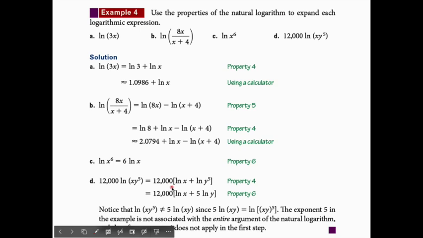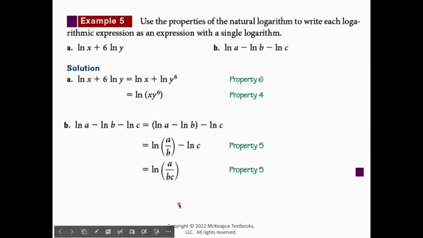Okay, now that we've used the product rule, we're going to use the power rule to bring this 5 down in front. So that 5 is going to come down in front, everything else gets carried down. If you want to take this even further, you can just distribute that 12,000. Now for example 5, we are going to work backwards.